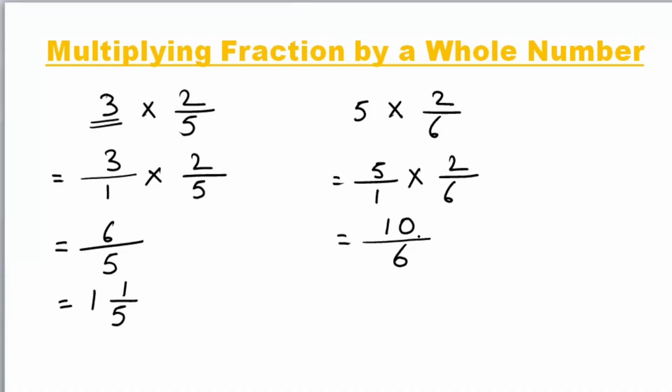Then we have to simplify it. See here, we can break it down. 2 times 5 is 10. 2 times 3 is 6. Now we can change it into a mixed number. It will come 1 and 2 over 3. This will be our final answer.